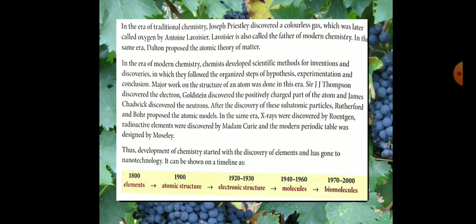In the era of alchemy, alchemists attempted to change lead and other metals into gold. They also tried to discover a chemical that would enable people to live longer and cure all ailments. But these things never happened. In the era of traditional chemistry, Joseph Priestley discovered a colorless gas which we call oxygen.